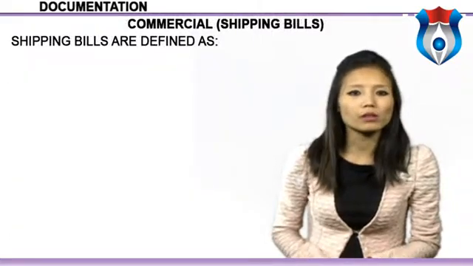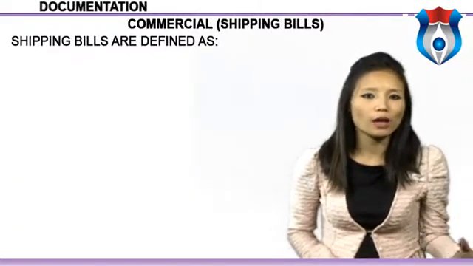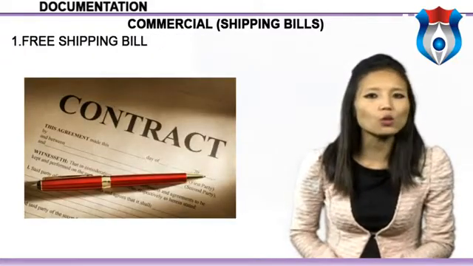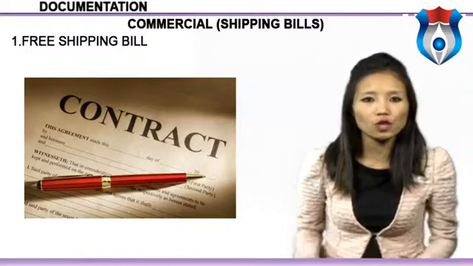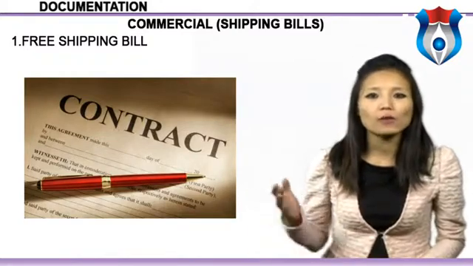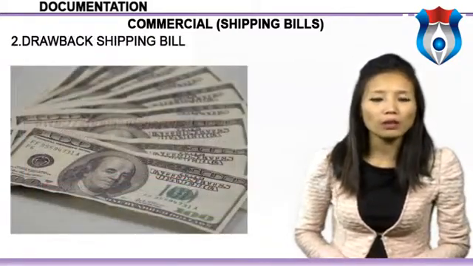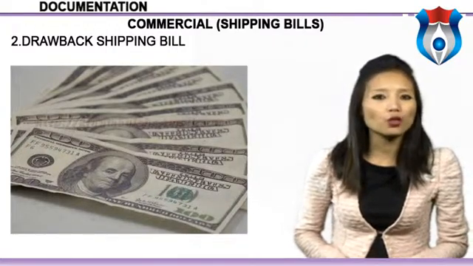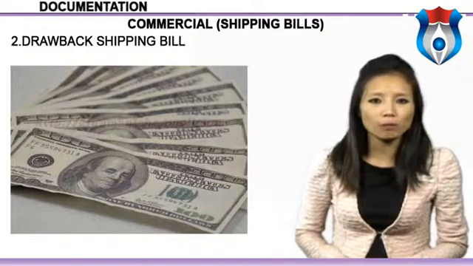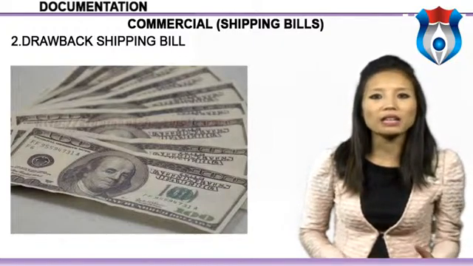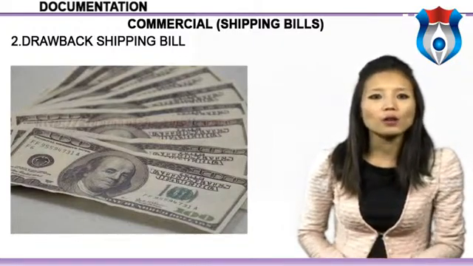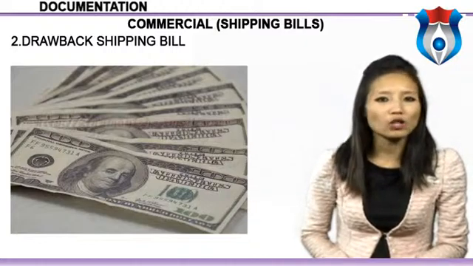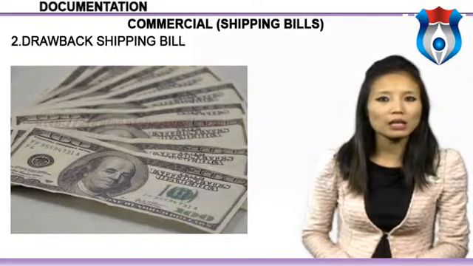Commercial shipping bills. Now coming over to the shipping bills. Shipping bills are defined as free shipping bill. When a shipper does not want to claim any export benefit, a free shipping bill is to be filed for shipments. Drawback shipping bill. Whenever the shipper wants to claim drawback as an export benefit, a drawback shipping bill is to be filed for shipments. The shipper must have a valid account with the SBI Air Cargo Complex, which will enable him to file drawback shipping bill at Custom EDI system.